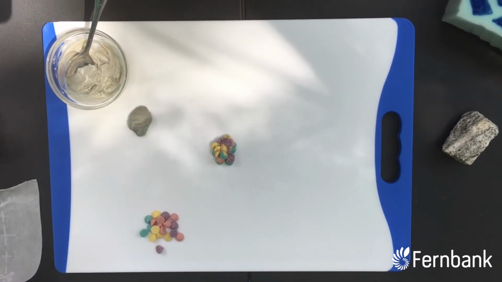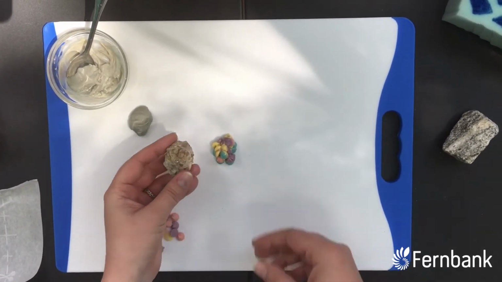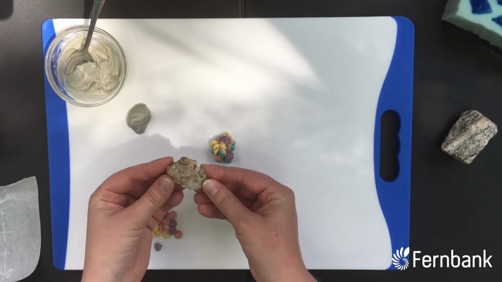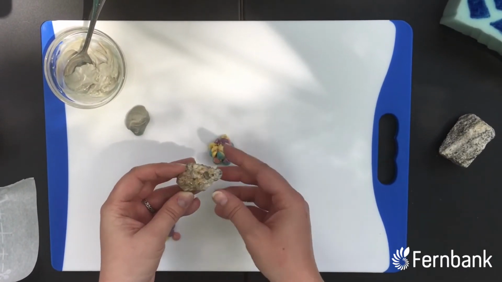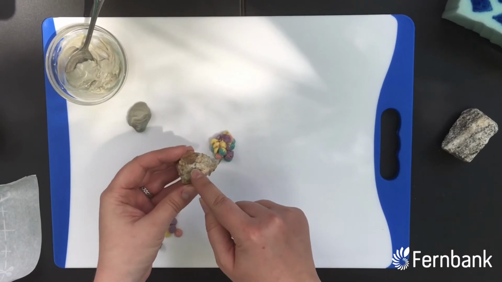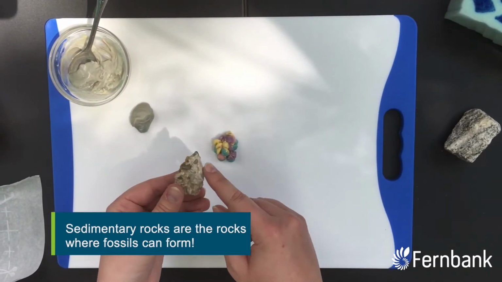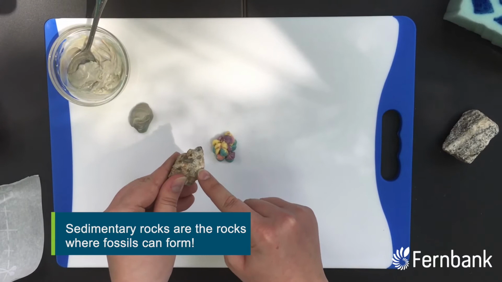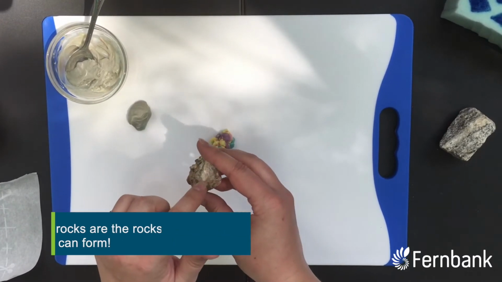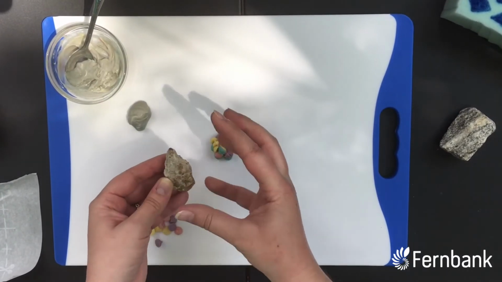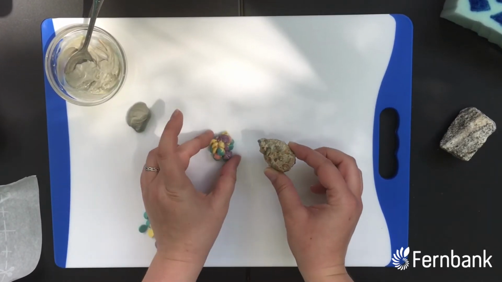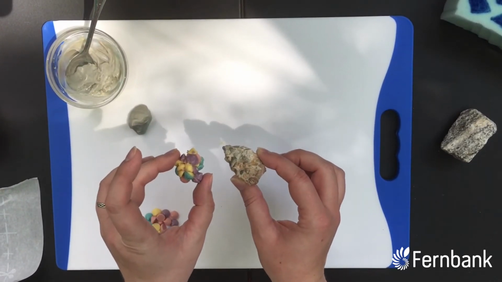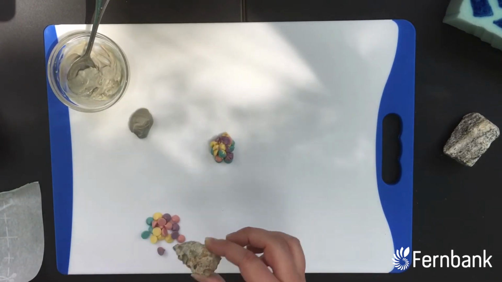So this sedimentary rock is very similar to this one. This is what we call conglomerate. It's a great example of a sedimentary rock because you can see the individual pieces of sediment and rock that all sort of squished together with a little bit of help from some water to create almost a concrete glue to create our sedimentary rock. You can see the individual pieces that make it up.